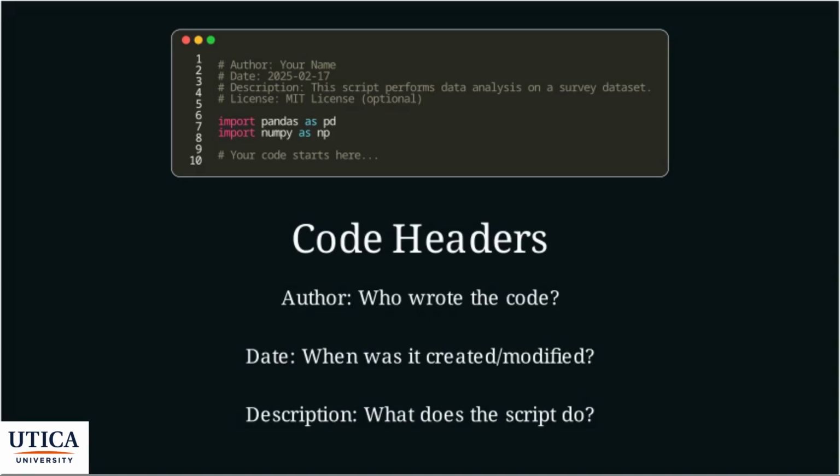Optionally, you can also include a license, which specifies how others are allowed to use your code. This is especially important if you plan to share your code publicly. Adding a header is a simple but important practice that helps give credit to the author, provides context, and can even help with version control in larger projects.